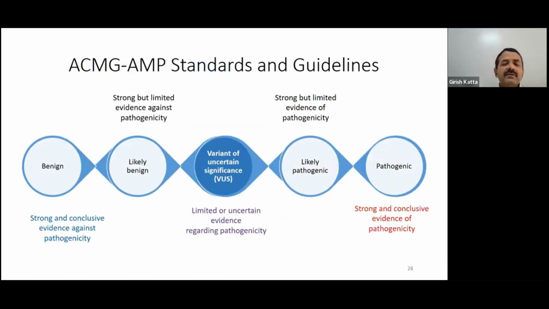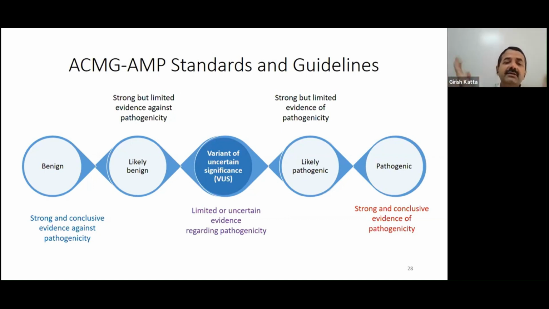So results of NGS are interpreted in a few different ways. It is very important here to note that the American College of Medical Genetics and Genomics and the Association for Molecular Pathology have published standards and guidelines for interpretation of variants. We have strong and conclusive evidence against pathogenicity, where we call it benign, and strong and conclusive evidence of pathogenicity. If there is a 99% chance that the variant is disease causing, then we call it pathogenic.